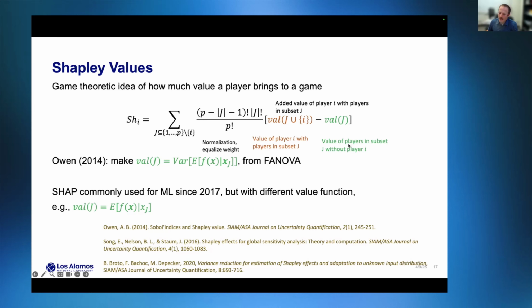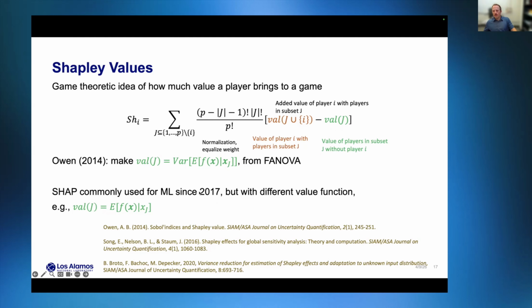So the value in the game theory approach is the value of players in a subset J that doesn't include player I, versus the value of that subset when it has I added to it. And so the idea is I'll do that for every choice of J, for every set or subset of 1 to P without I, and say how much does variable I add in value if it's included in any other subset of variables.